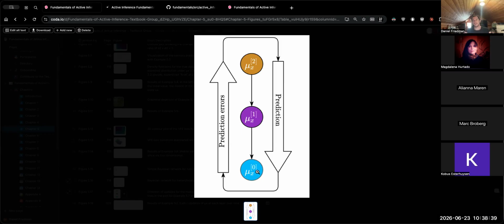But you could set it so that the mu sub x layer one never updates. It just relentlessly issues the same prediction. Or you could have a lightweight mu a layer one that just simply updates to the empirical layer zero. That is the question of attention.